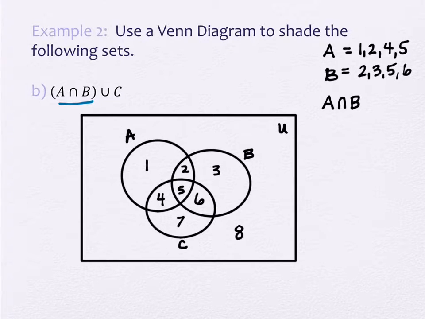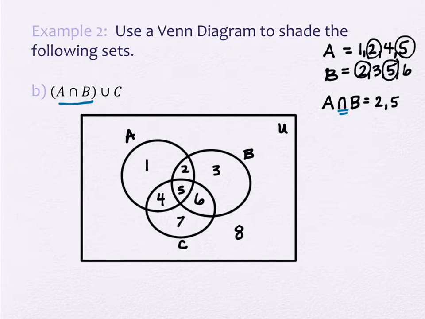2, 3, 4, 6. And this says that I'm supposed to be finding the intersection. What does intersection mean? The same in both of them, right? It has to be what they have in common. What do these have in common? 2 and 5. So the intersection is 2, 5.